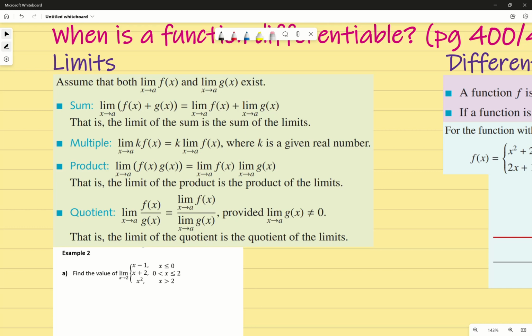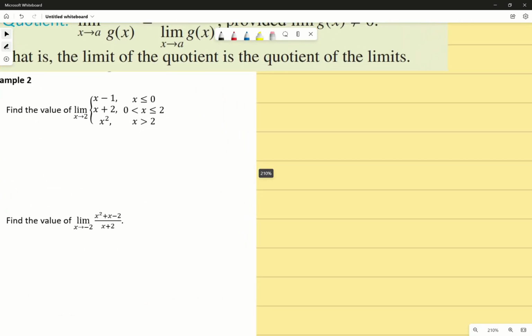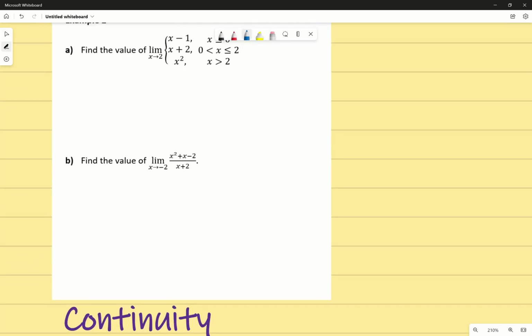They're quite similar to a lot of the rules you've seen before, but you can add them, multiply them, multiply with a constant, multiply with another limit, or you can divide them as well. Just following these rules, but they're pretty much the same as what you already know. We're going to jump right into the examples, because again, limits are something that we're quite familiar with. I'm going to go with question B first, because it's a more familiar format.